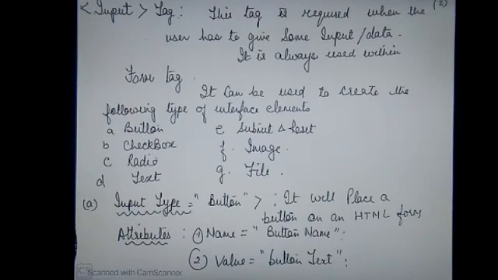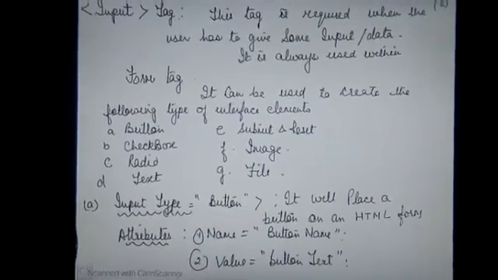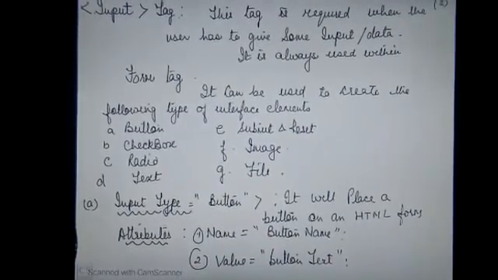This is required when the user has to give some input or any data. It is always used within a form tag. Now we can have several types of input. The interface elements are in the following ways. The input may be in the button form, checkbox, radio buttons, text, submit and reset, image, and file. We are going to learn about this one by one.